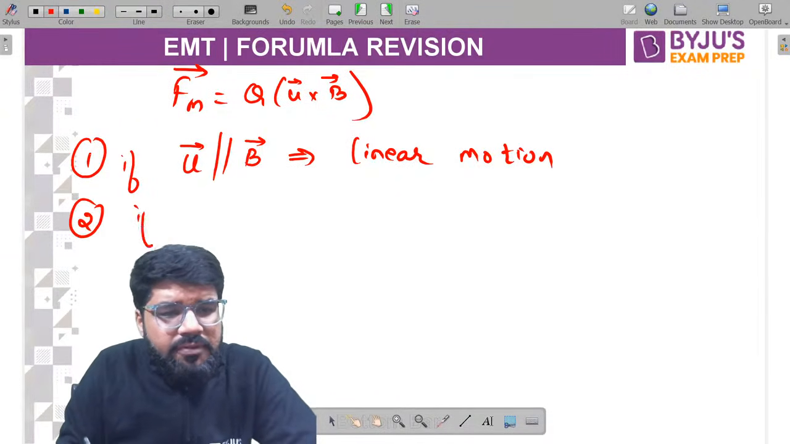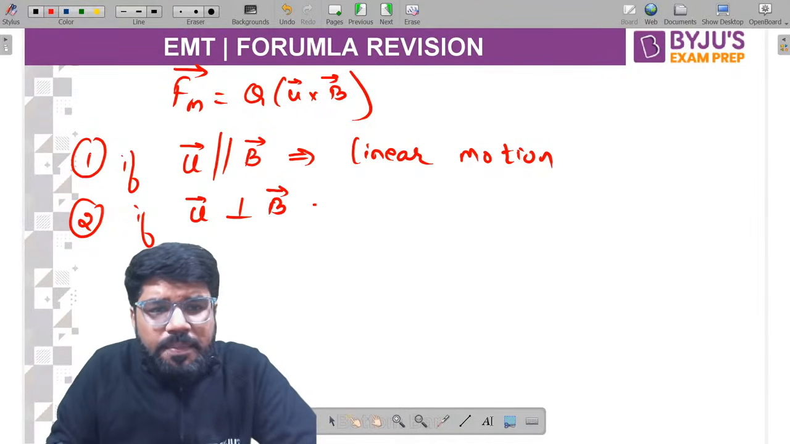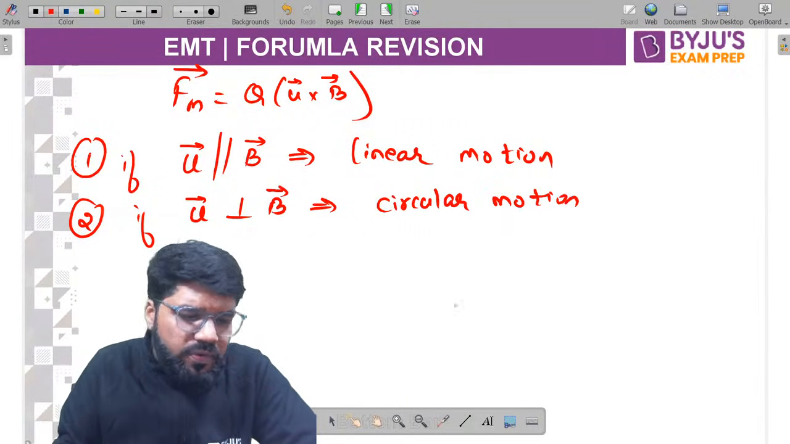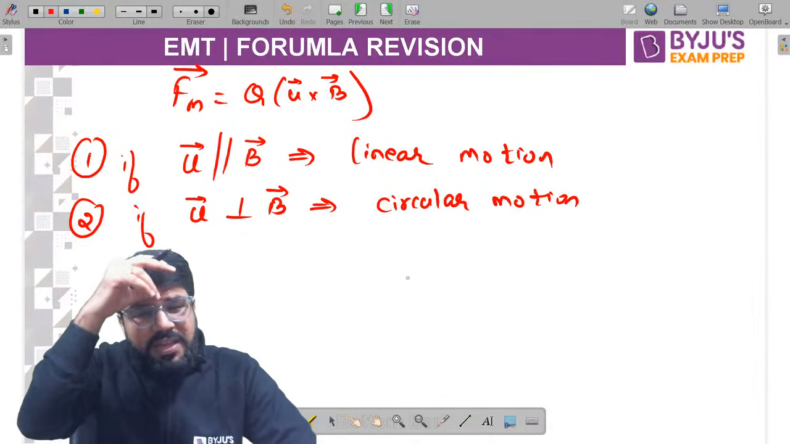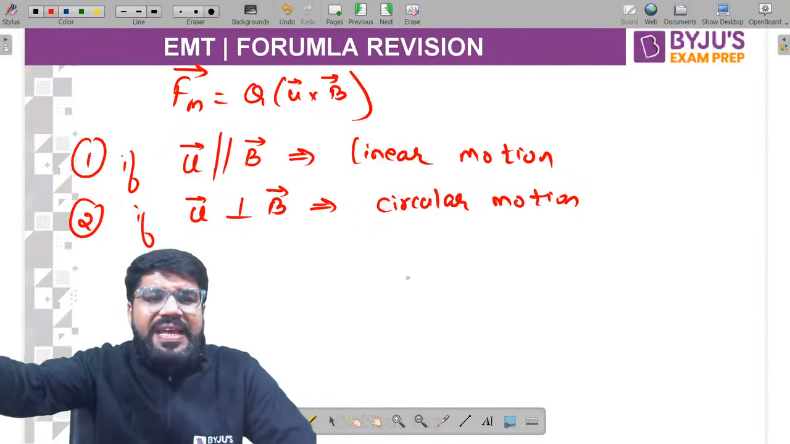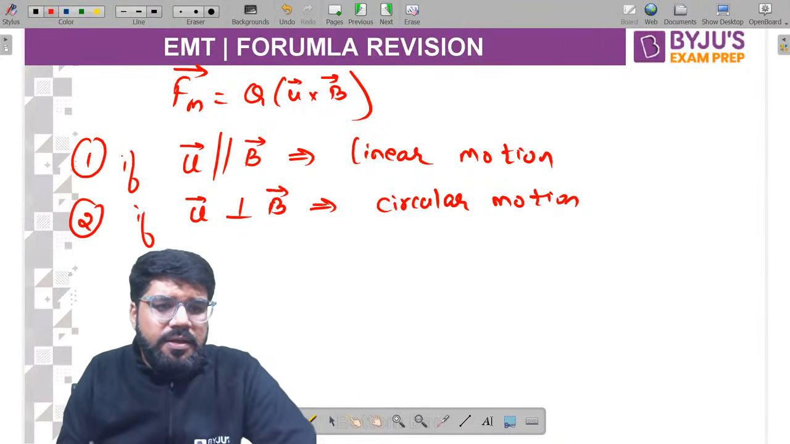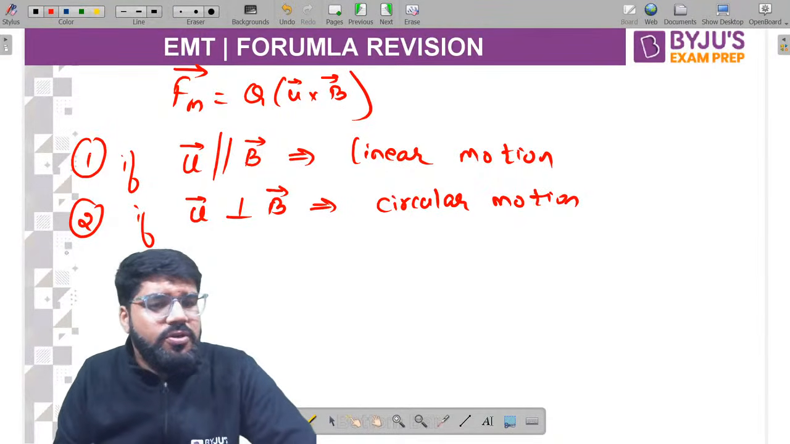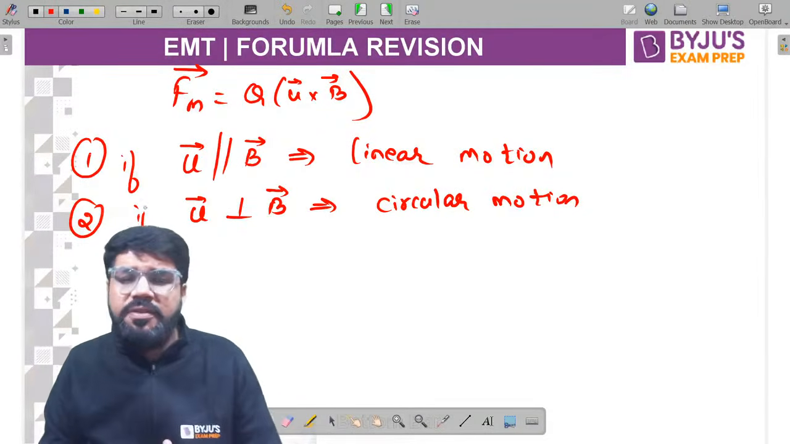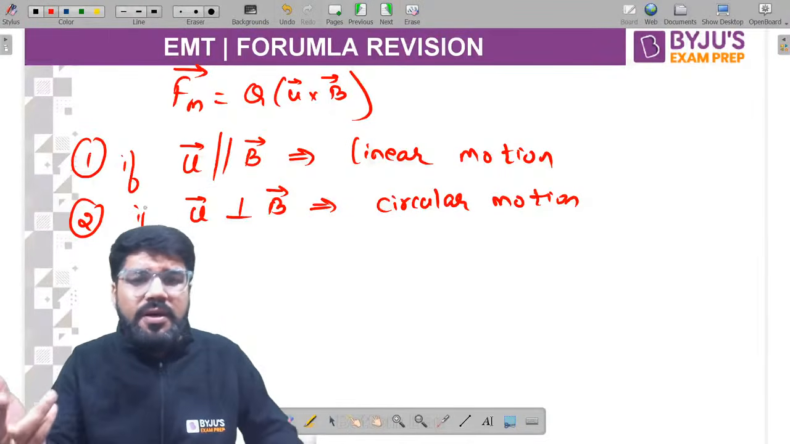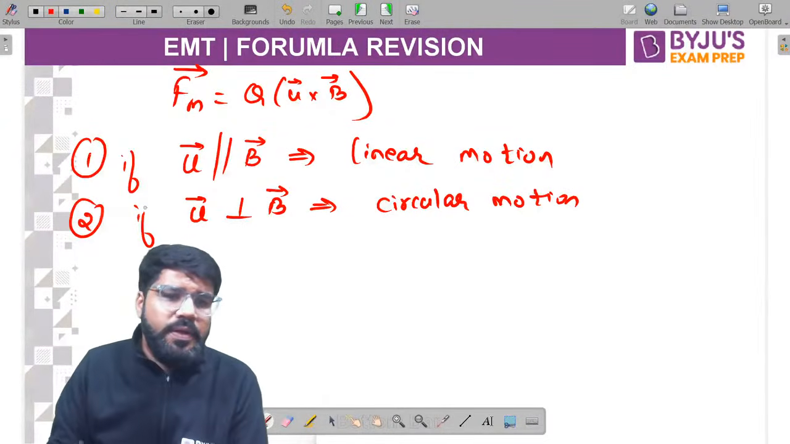Point number 2: if the velocity of the particle is perpendicular to the B field, then the particle will be moving in circular motion. They are very simple proofs, but not required right now. We can prove it using F equals m into a, and a equals du by dt, acceleration being the rate of change of velocity. So if the particle is moving parallel to the B field, it will follow linear motion; if perpendicular to the B field, it will follow circular motion.